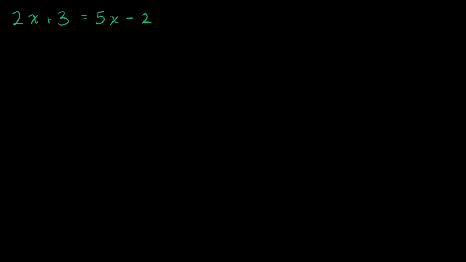So let's visualize it. We have 2x right here on the left-hand side. So that's x plus x. And then you have plus 3, which is equivalent to plus 1, plus 1, plus 1. That's the same thing as 3. I could have drawn 3 circles here as well. And then that is equal to 5x's. So 1, 2, 3, 4, 5.